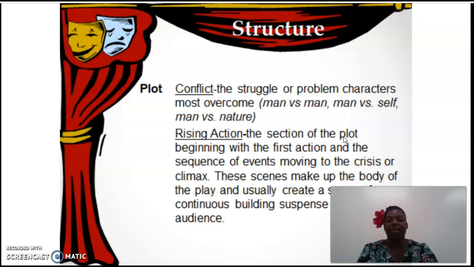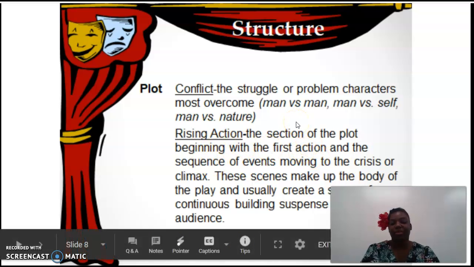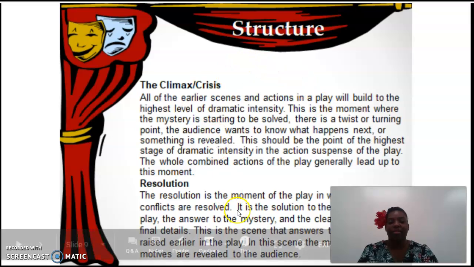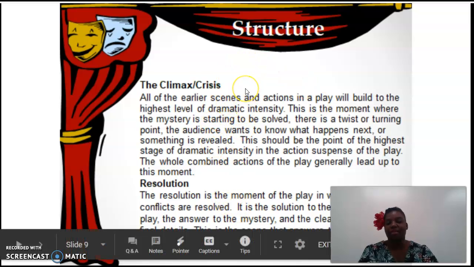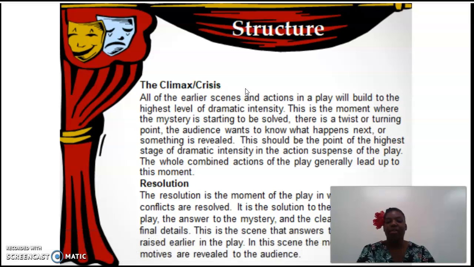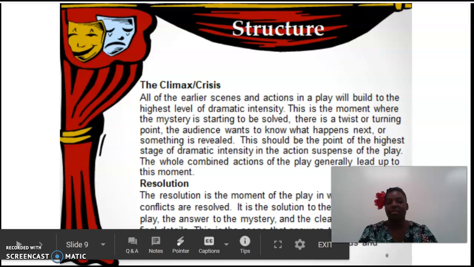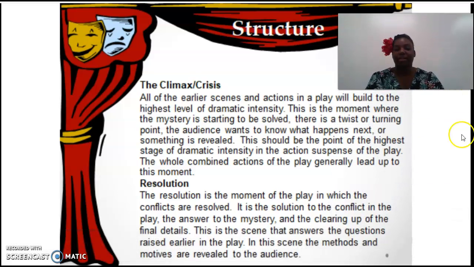So our conflict, the struggle or problem, the character must overcome. It could be man versus man, man versus self, man versus nature, or man versus society. The rising action, like I just went over, this is where we start to see our problem occur. And these are the same as what I just went over. I'll give you a minute to read this. If you need to pause the video, you can go ahead and do so.